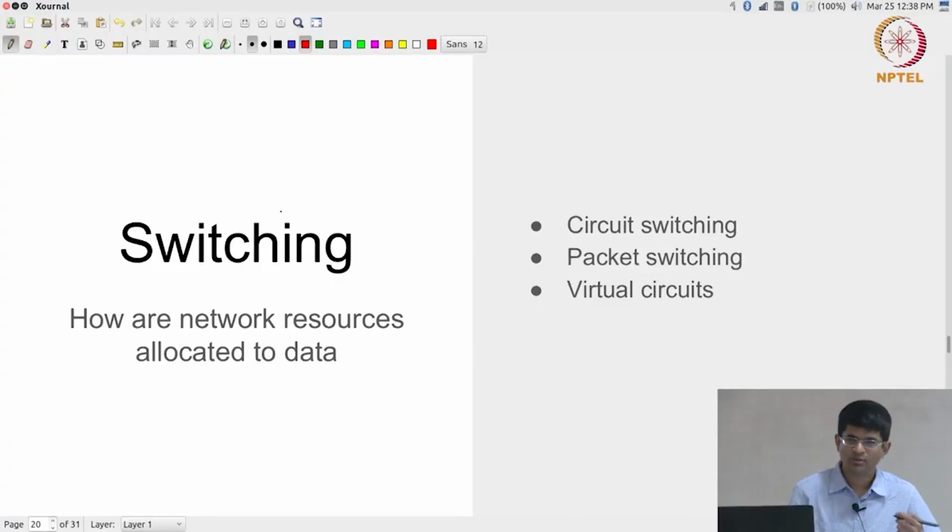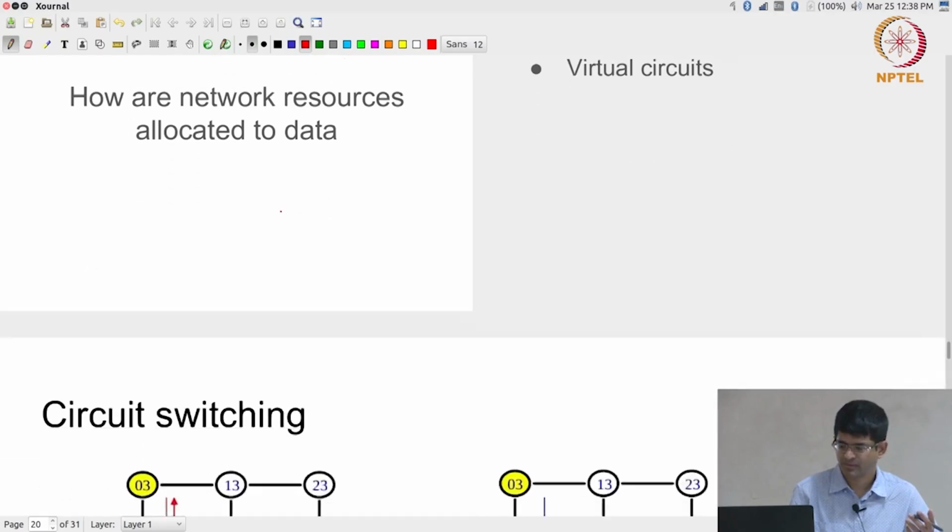Switching essentially refers to the problem of how network resources are allocated to data that needs to be transferred. Broadly, there are two classes of switching, circuit switching and packet switching. Virtual circuits are a combination of both. They are circuits that are built on the concept of packet switching. Those of you who have done a course in communication networks or telephony would know exactly what these mean. Exactly the same concepts are being used here.